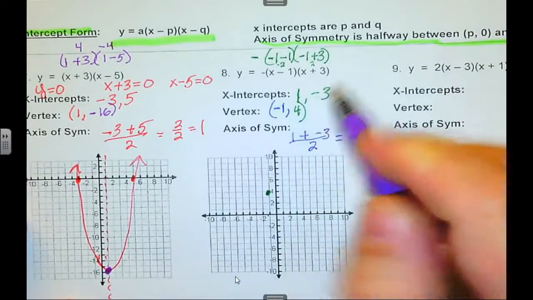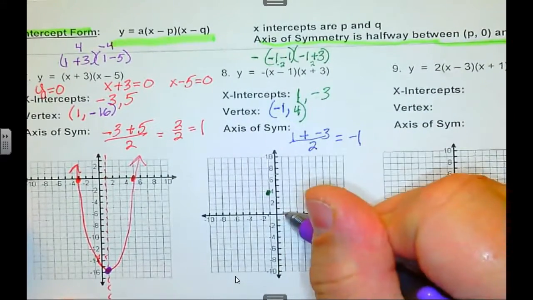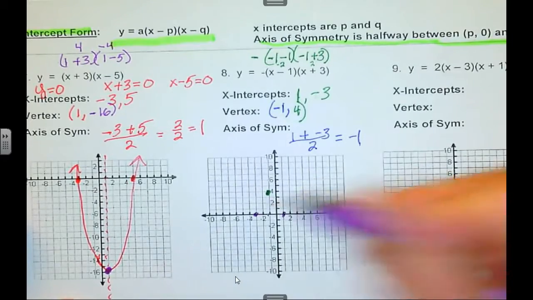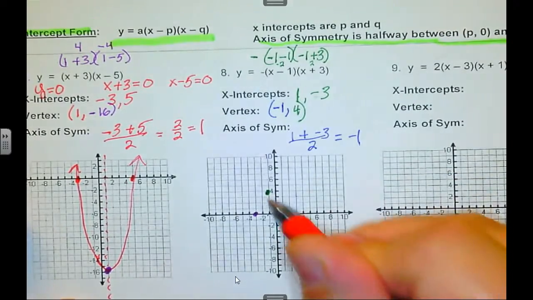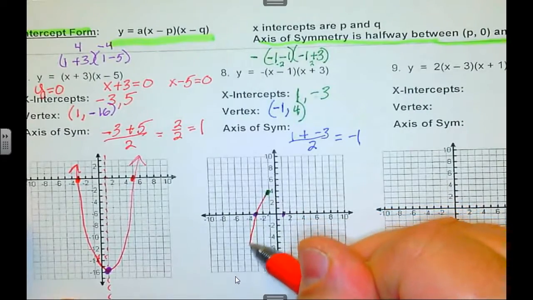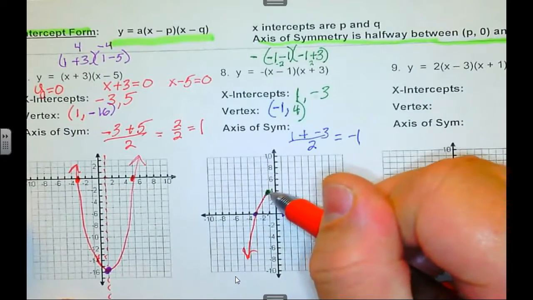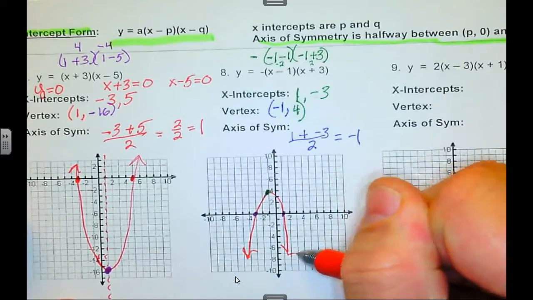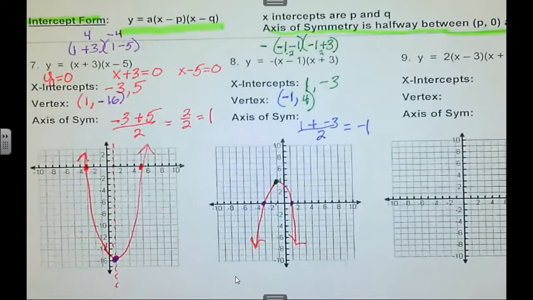My x-intercepts, again, are 1 and -3. So here's my parabola. Easy peasy.